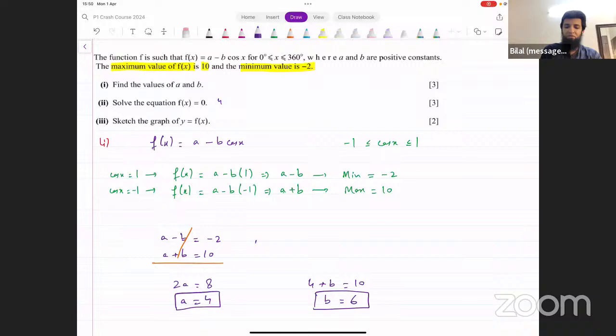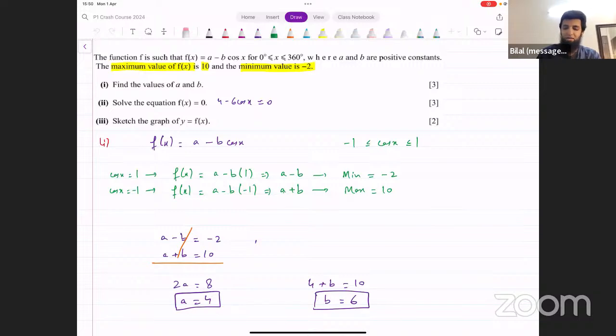In the second part, you just have to solve this equation, 4 minus 6 cos x equals 0 for x between 0 and 360. You can all do that. In the last part, it asks you to sketch this graph. Again, you can put the function in the table function on your calculator, start 0, end 360, and step 90, and you know the shape of the cos function.